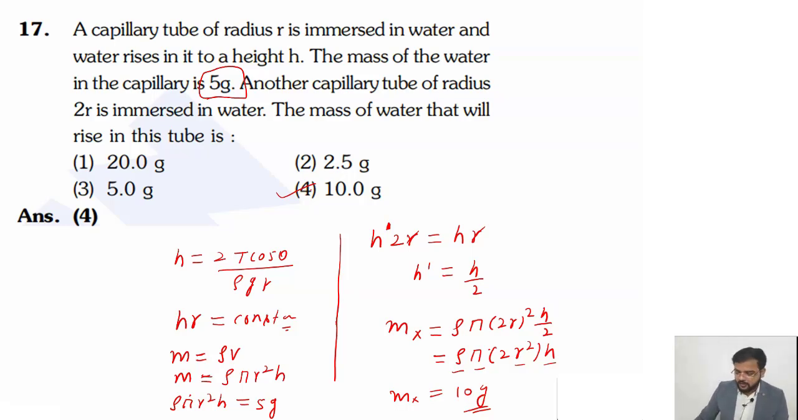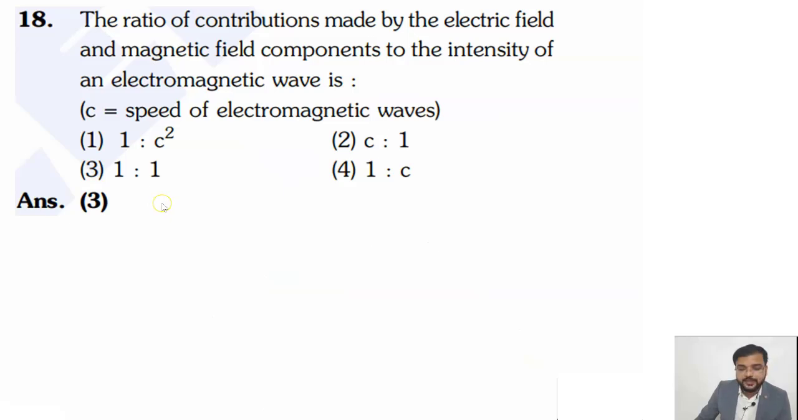Okay, let's see the next question. The next question is: the ratio of the contribution made by the electric field and the magnetic field components to the intensity of the electromagnetic wave is?